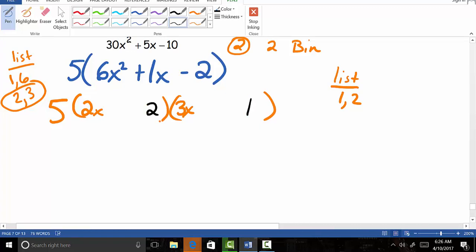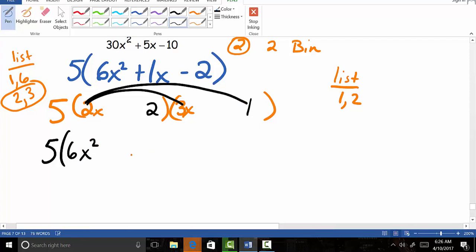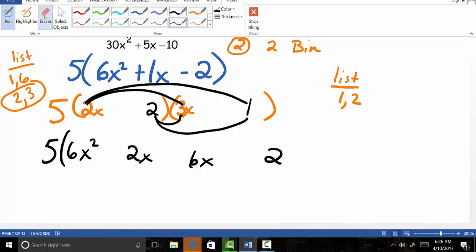We don't necessarily know, but we're just testing things out. So the 5 just drops. Here we get our 6x squared. That checks out. When we multiply the outer, we end up with 2x. And then when we multiply the inner, we end up with 6x. Finally, the last, we get 2. Unfortunately, when we try to combine these in any way, we do not get the positive 1x that we were hoping for. So let's try swapping the 2 and the 1.